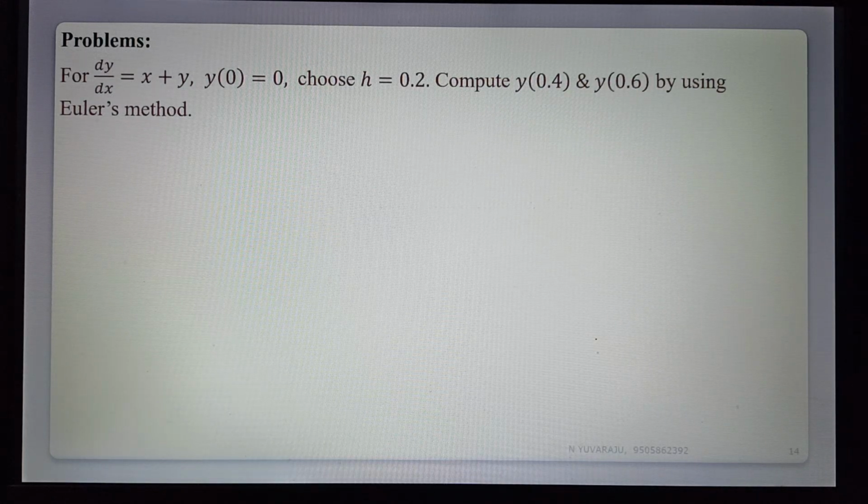For dy by dx equal to x plus y, y of 0 equal to 0, choose h equal to 0.2, compute y of 0.4 and y of 0.6 by using Euler's method. Observe the given differential equation dy by dx equal to f of x comma y, where x plus y is f of x comma y, with initial condition x naught equal to 0, y naught equal to 0, and the step length given.